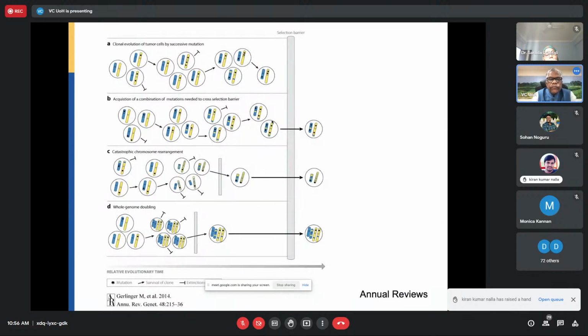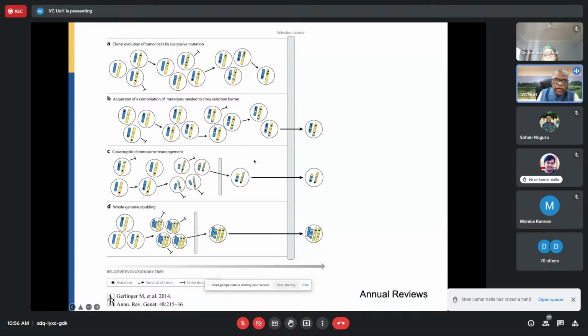So this captures lots of interesting changes that people have shown over several decades now. Clonal evolution of tumor cells by successive mutations. Successive mutations accumulate by a combination of mutations. Some of these cells go over the selection barriers. Selection barriers can be of multiple types. Metabolic barriers can be there. Other tissue barriers can be there. Some cells go over that barrier and come out and aggressively propagate.